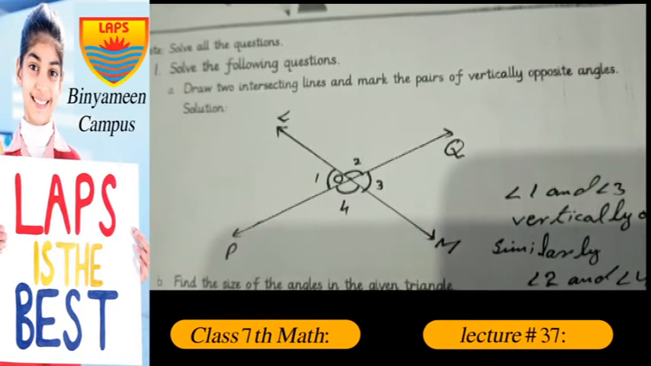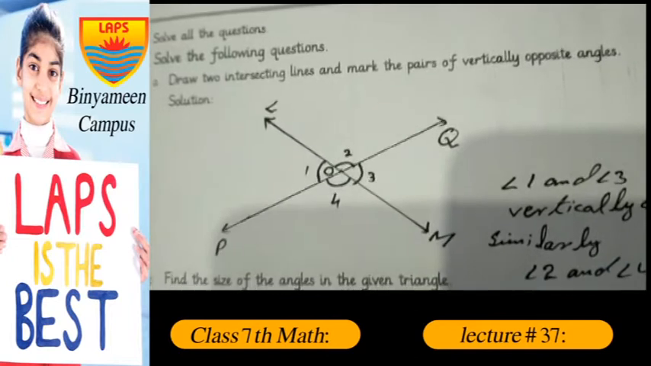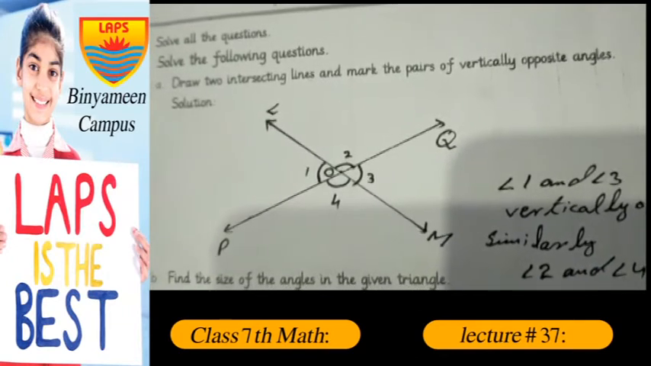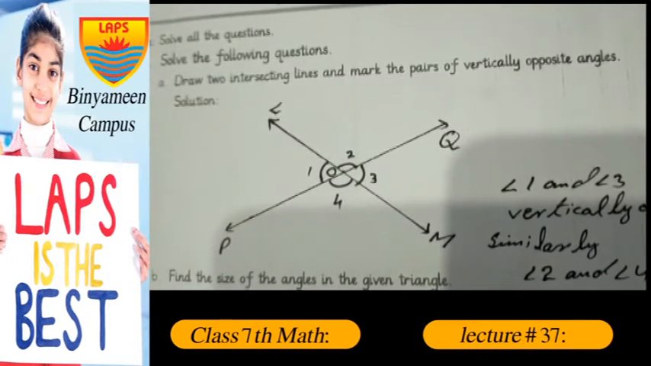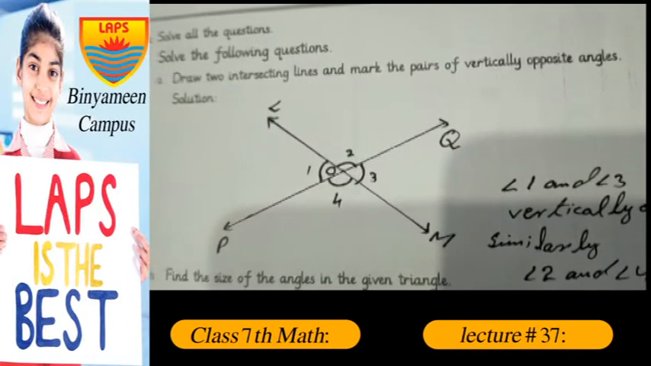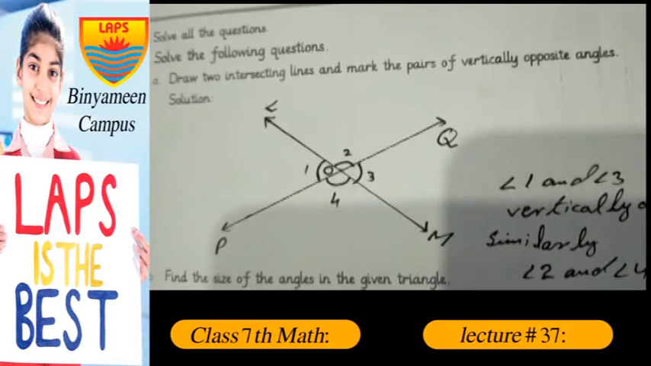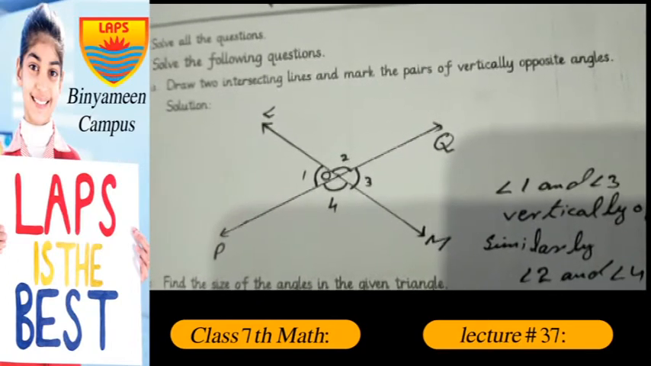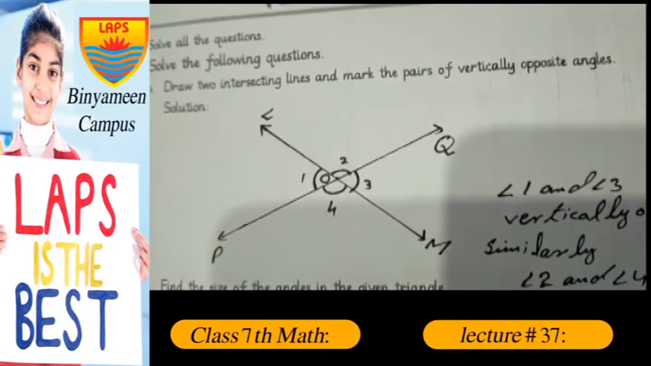Today I deliver a lecture on: draw two intersecting lines and mark the pair of vertically opposite angles. Solution. First we draw two lines, line L M and line P Q. These lines intersect each other at point O.